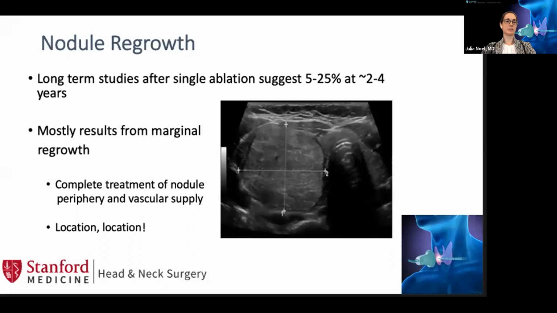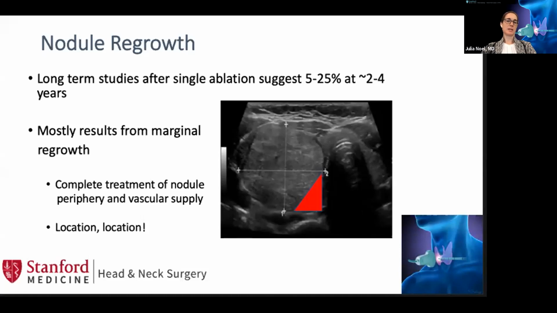And it most often results from marginal regrowth, meaning that under or untreated areas at the periphery of the nodule can fill in over time. And this is in part why location plays such a significant factor, because the likelihood of regrowth is much higher when there are parts of the nodule that you're unable to treat.